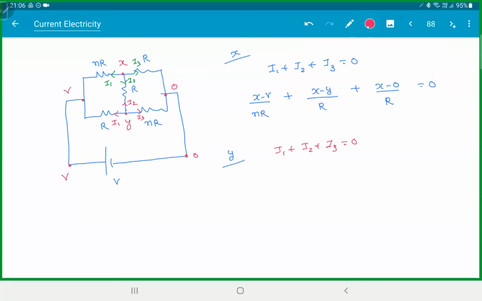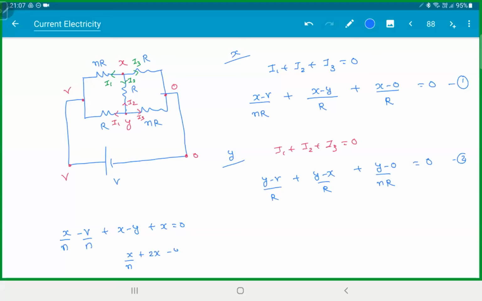I1 plus I2 plus I3 is 0. This thing will be y minus v by r, y minus x by r, plus y minus 0 by nr is equal to 0. There are two equations, two unknowns. Let's solve them. First equation, r will cancel. You end up with x by n minus v by n plus x minus y plus x is equal to 0. So this would be x by n plus 2x minus y is v by n.